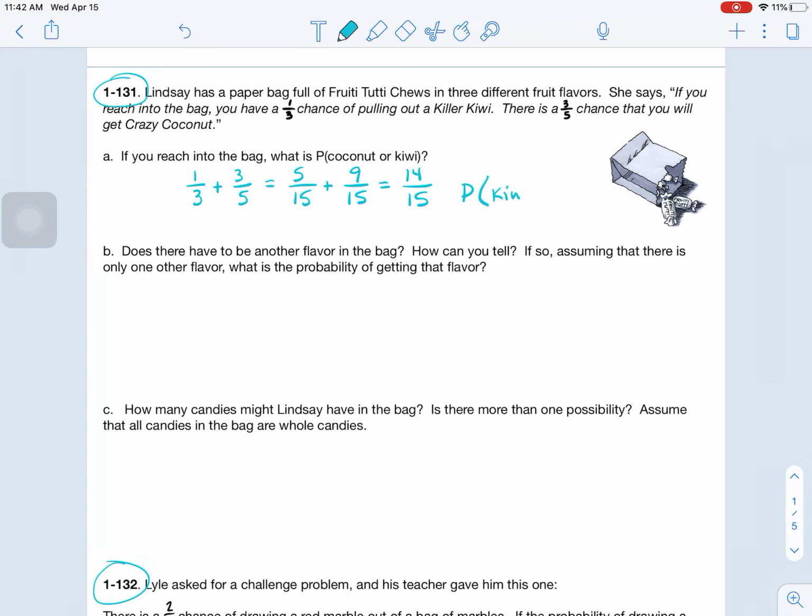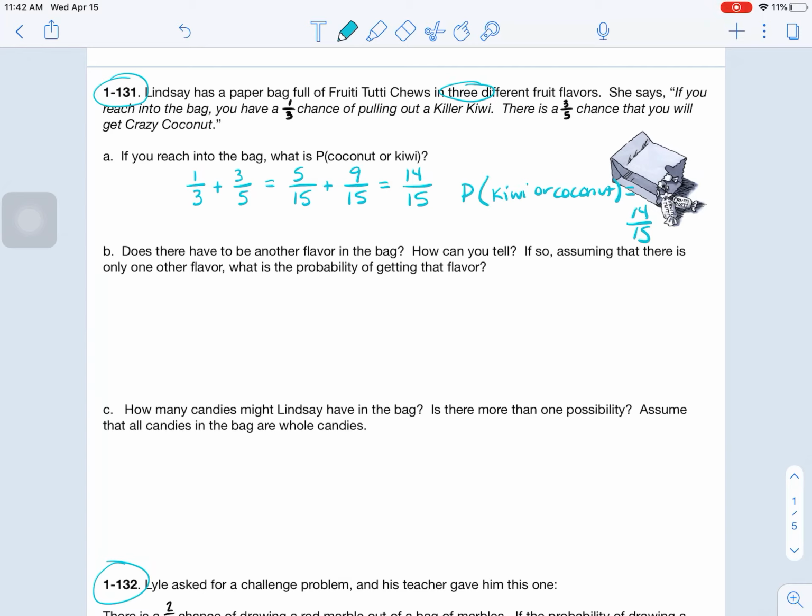So the probability of getting kiwi or coconut is going to be 14/15. So I have a pretty good chance of getting one or the other. Does there have to be another flavor in the bag? How can you tell?